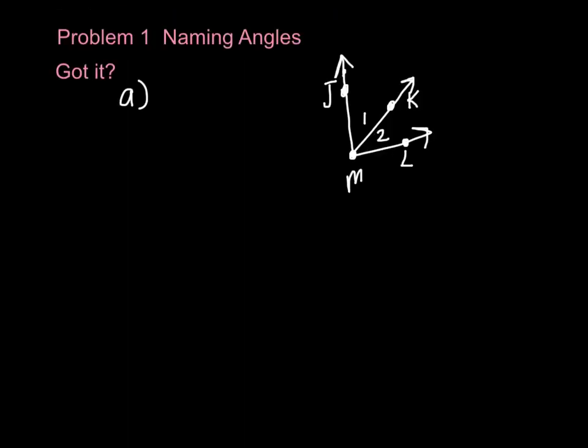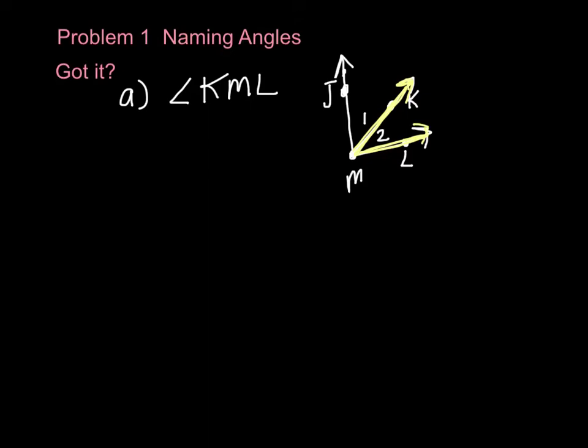Problem 1, let's start naming angles. In the Got It problem, I have drawn the figure that you see in your book. What are two other names for angle KML? So if we're looking at KML, I'm going to highlight it in yellow. So KML is this angle right here.